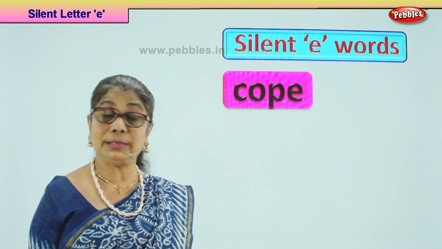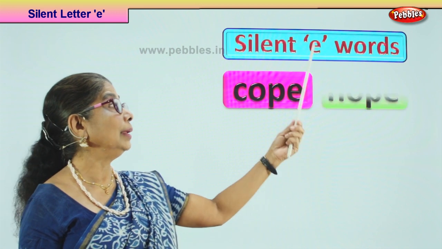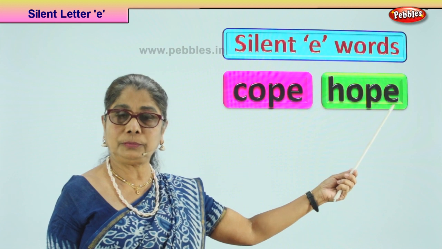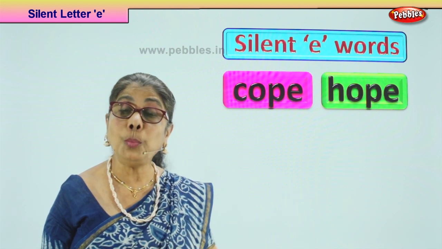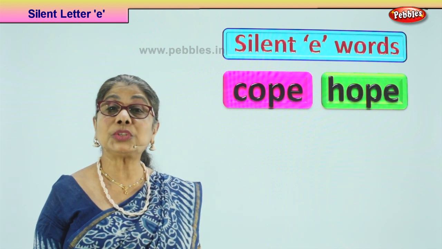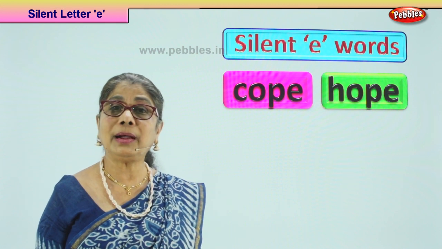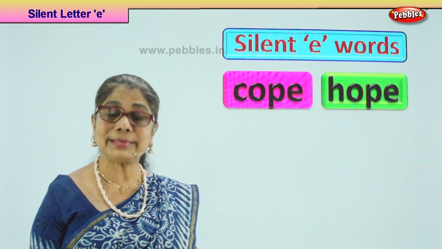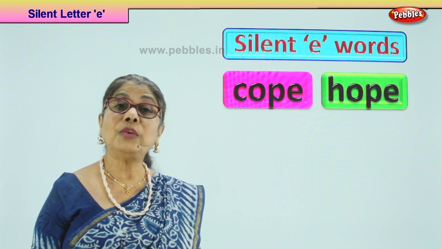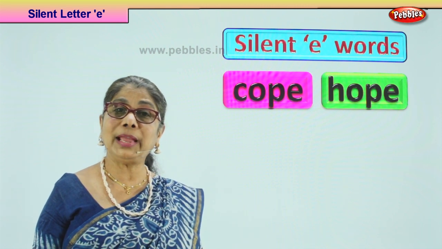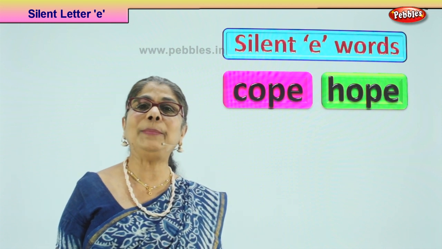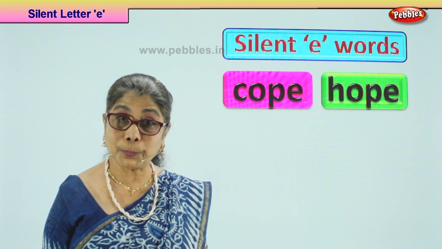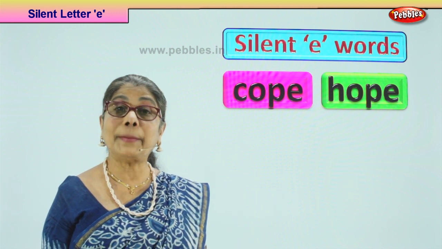When you go to a new class, go to study more. Cope with your studies. Our next word in silent E is hope. Always you must hope for the best. You must hope that you will get better marks. You must hope that you will be fit so that you drink and eat nicely. You must hope for a better tomorrow. Today was raining. Tomorrow will be a sunny day and I can go out and play. Hope. Hope for the best.